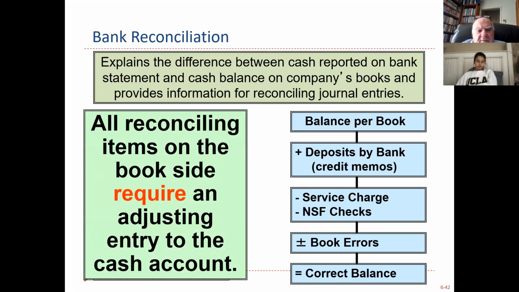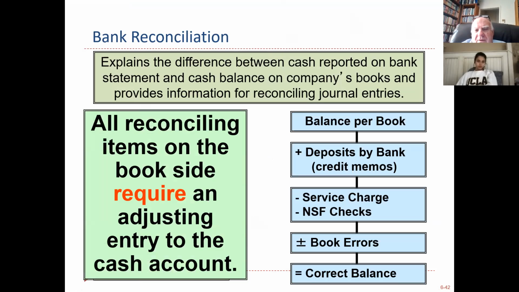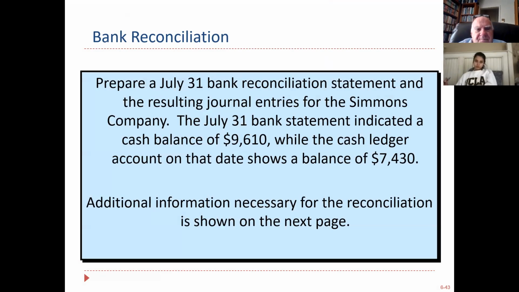All reconciling items on the book side require an adjusting entry. And I'll give you a hint. Every adjusting entry from a bank reconciliation will debit or credit cash. And it always amazes me when students make that error. They'll say, "Oh, well, this check bounced, so I'm going to debit accounts receivable," which is the correct part, and then they credit sales. No, cash.